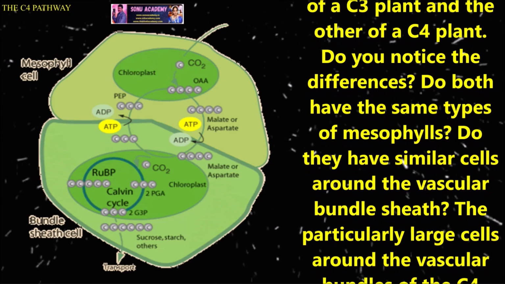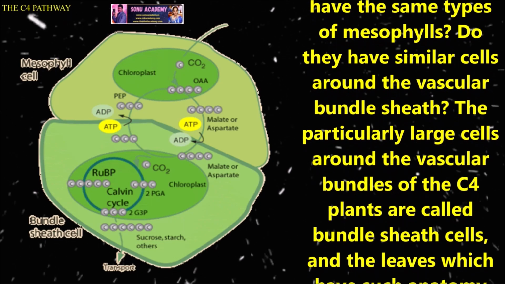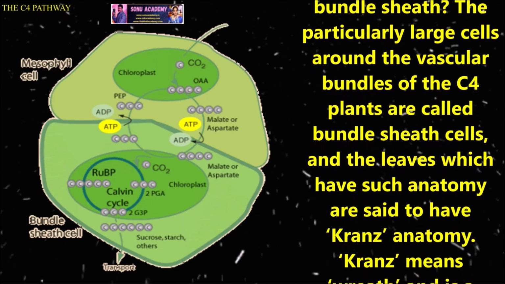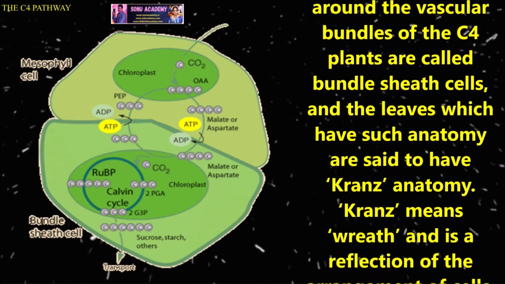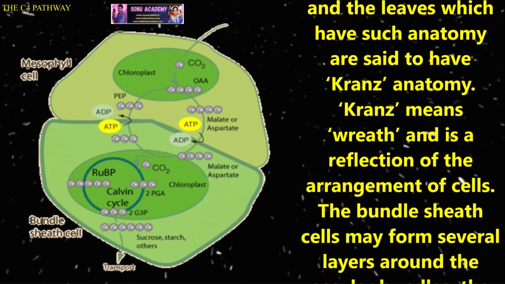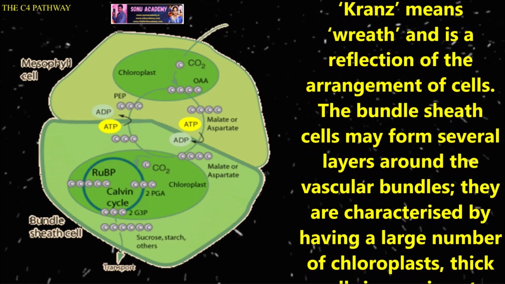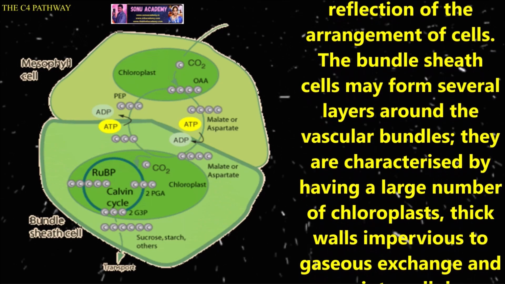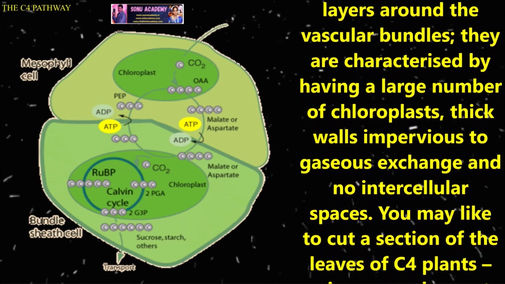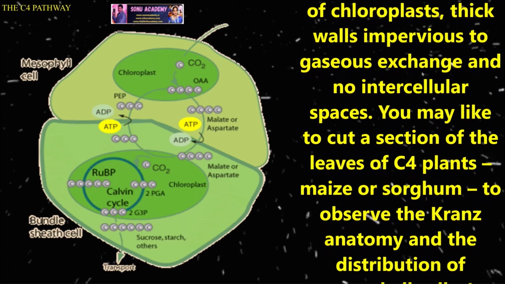Do both have the same type of mesophyll? Do they have similar cells around the vascular bundle sheath? The particularly large cells around the vascular bundle of C4 plants are called bundle sheath cells, and leaves which have such anatomy are said to have Kranz anatomy. Kranz means wreath and is a reflection of the arrangement of cells. The bundle sheath cells may form several layers around the vascular bundles. They are characterized by having a large number of chloroplasts, thick walls, impervious to gaseous exchange, and no intercellular spaces.